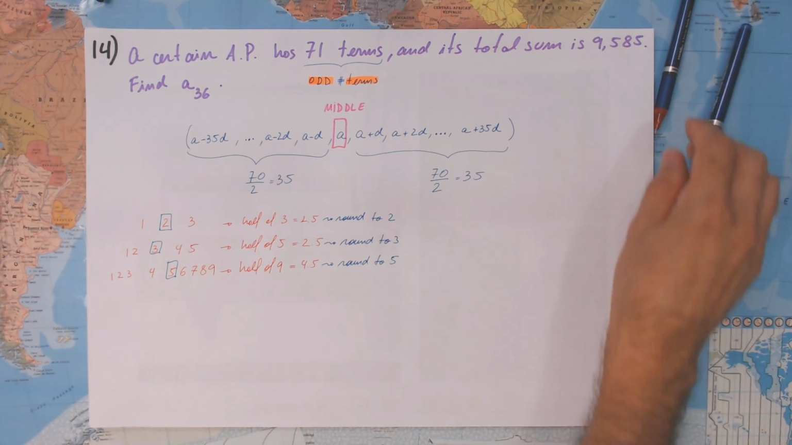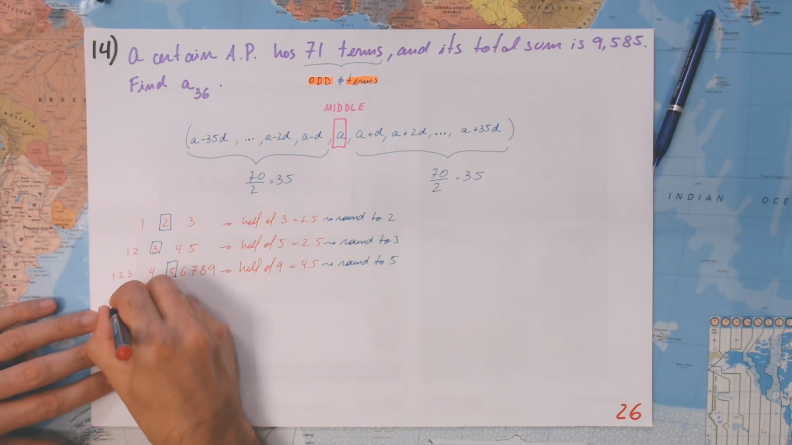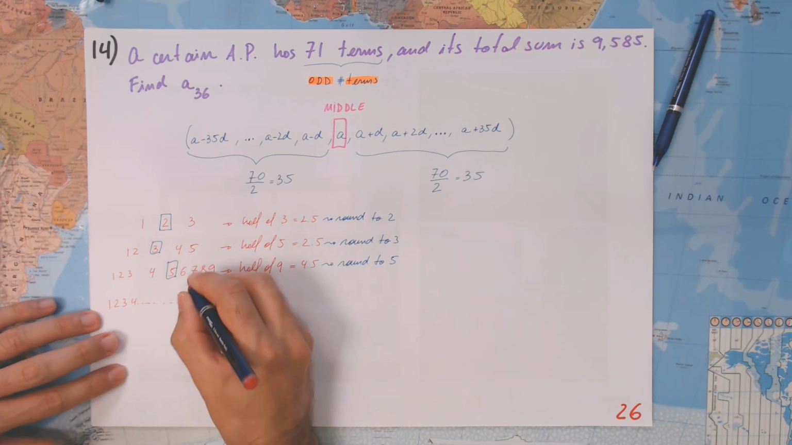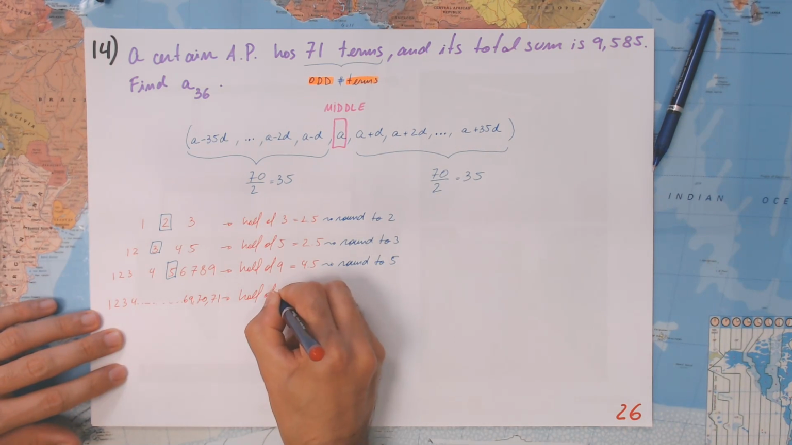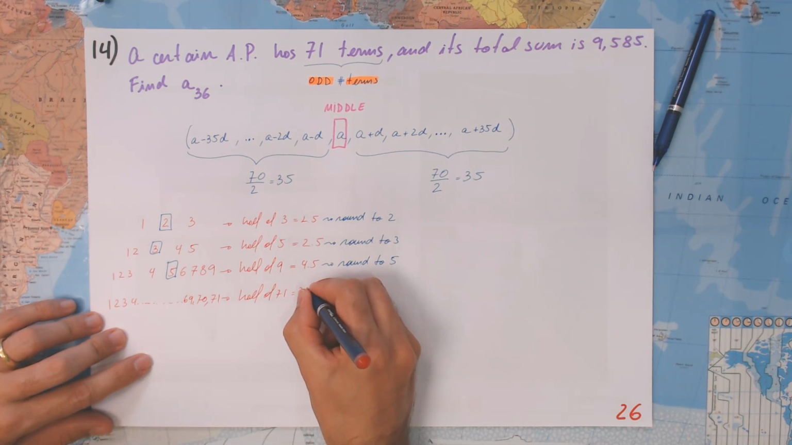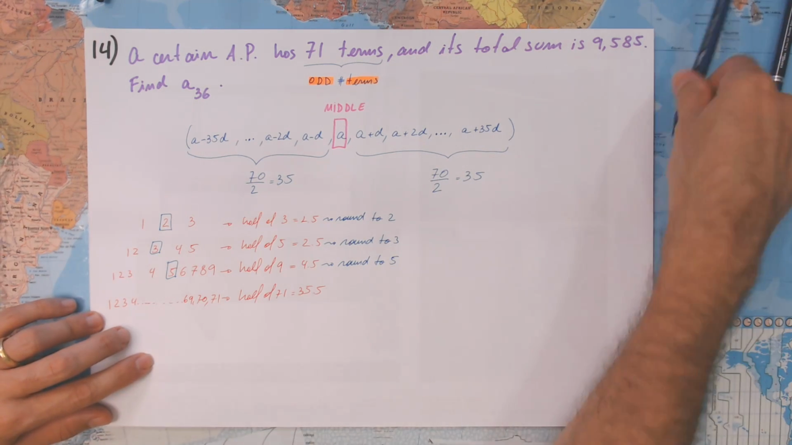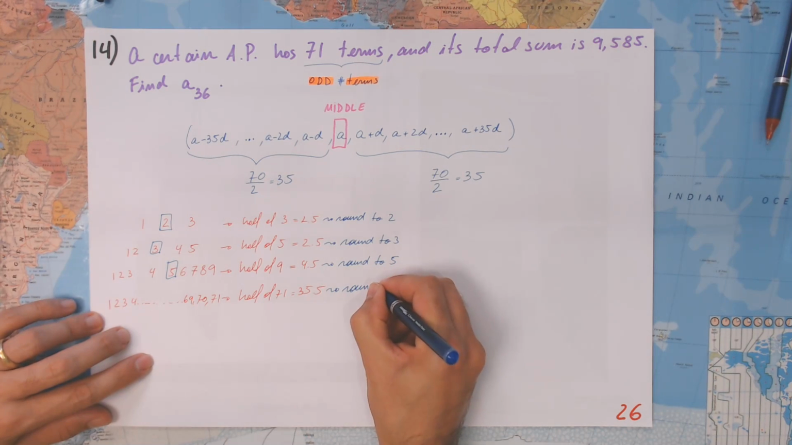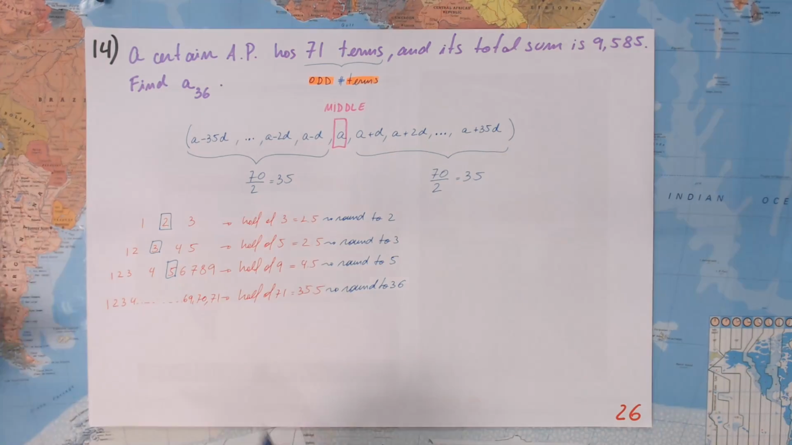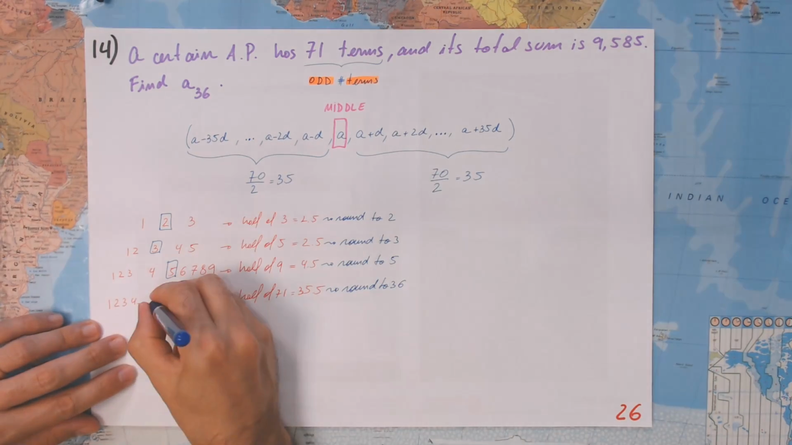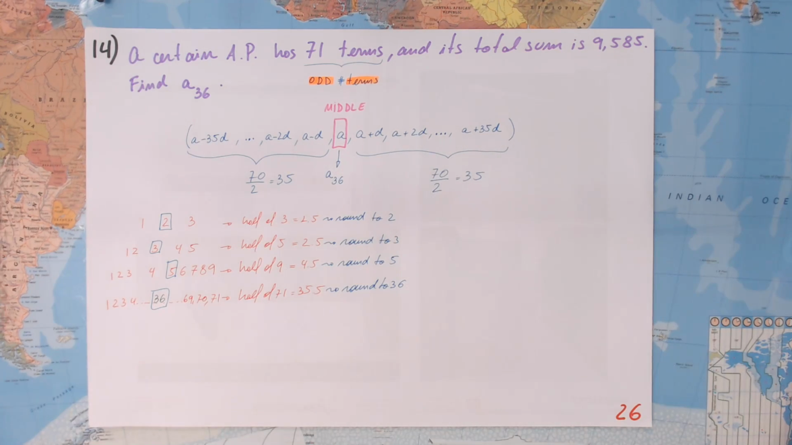So how can we get the half? Let's suppose now we have 71 terms, like 1, 2, 3, 4, and so on, up to 69, 70, 71. What is half of 71? That is going to be 35.5, because 35 times 2 is 70, plus 1 is 71. We are going to round to 36. So 36 is going to be our middle term. So this is going to be our A36. This is the first part.